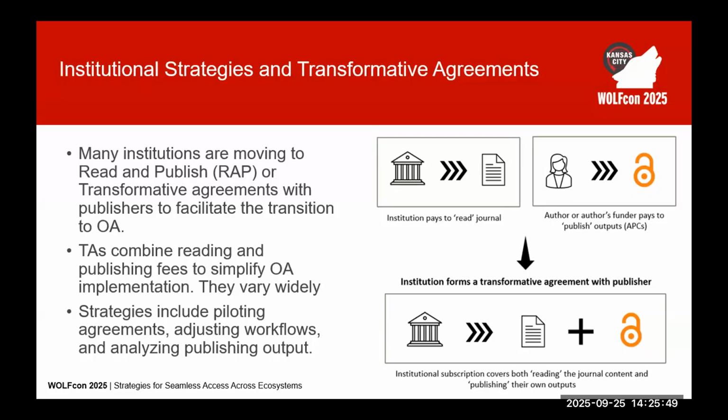There are many, many kinds of transformative agreements. They also can be called read and publish agreements. And they basically combine the more traditional read or subscription access to database fees with fees for covering the article processing charges for open access articles. So they're this sort of hybrid model. They vary really widely from publisher to publisher, from institution to institution. You could really do a deep dive on transformative agreements, but it's a relatively new way of interacting with publishers to help guide these open access publishing goals.